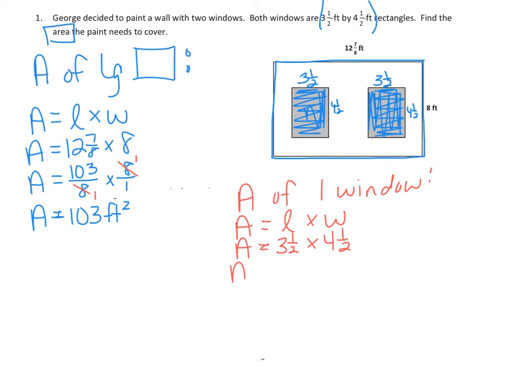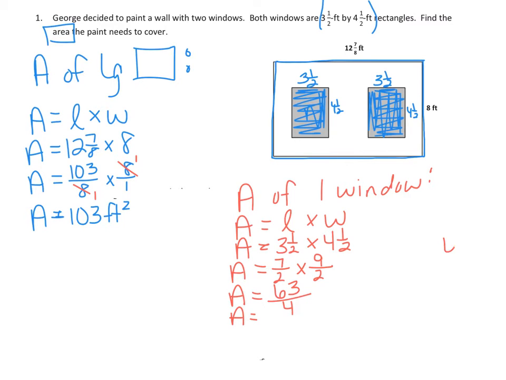I'm going to have to convert both of those mixed numbers to improper fractions so I can multiply them. So whole number times denominator, 3 times 2 is 6, plus 1 is 7 halves, because the denominator stays the same. Same thing, whole number times denominator, add the numerator: 4 times 2 is 8, plus 1 is 9, denominator stays the same, halves. So I know 7 times 9 is 63. And then 2 times 2 is 4. So I have found the area of 1 window, but I need to make that a mixed number.